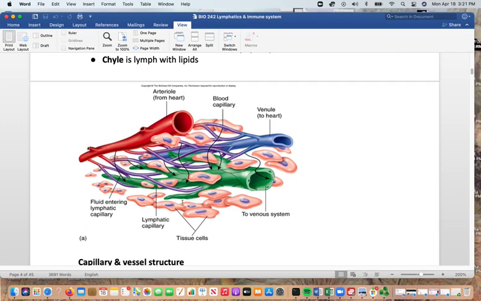So this picture here shows how you have lymphatic vessels, arteries, and veins all intertwined together in the different types of areas. So you've got the venous system, tissue cells, lymph capillaries, and so you can have the fluid going into the lymph capillaries.